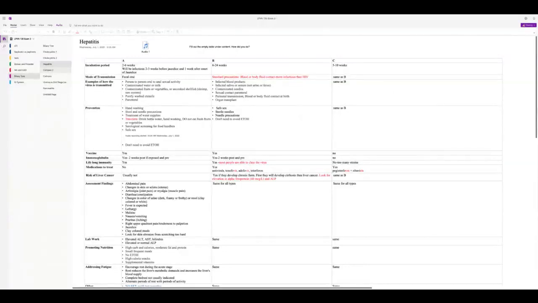With the assessment findings, what makes it easy is that they're the same no matter what type of hepatitis it is. The liver is in the right upper quadrant, so they're going to complain of right upper quadrant abdominal pain. They will have joint pain and malaise, so it's kind of like getting the flu. They may get jaundice, and they have nausea and vomiting and itching with their skin.